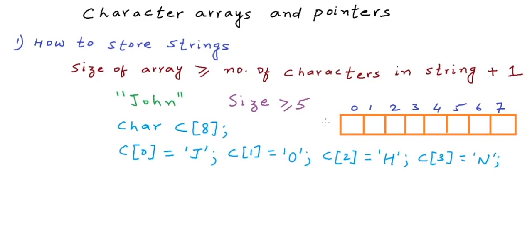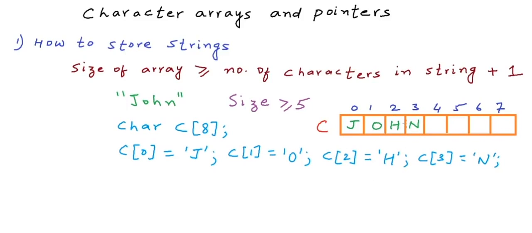Let's say this is a logical view of our array C, and we want to store the string John in this particular array. We have indices from 0 to 7, and this is an array of size 8. So we can store J at the 0th index, O at the 1st index, H at the 2nd index, and N at the 3rd index. So we have stored all the characters of the string John in this array, but if you see, we have not stored one piece of information. We have not stored the information that this particular character N is the last character in the string. So the string ends at index 3.